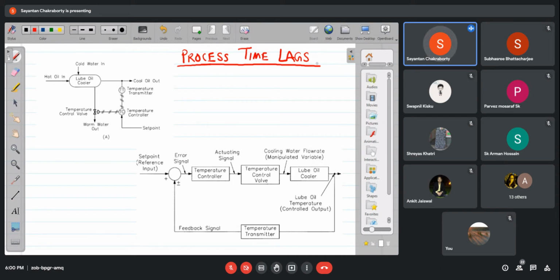Now this process time lag can be a result of three very fundamental properties of a process. What are these fundamental properties? One is capacitance.